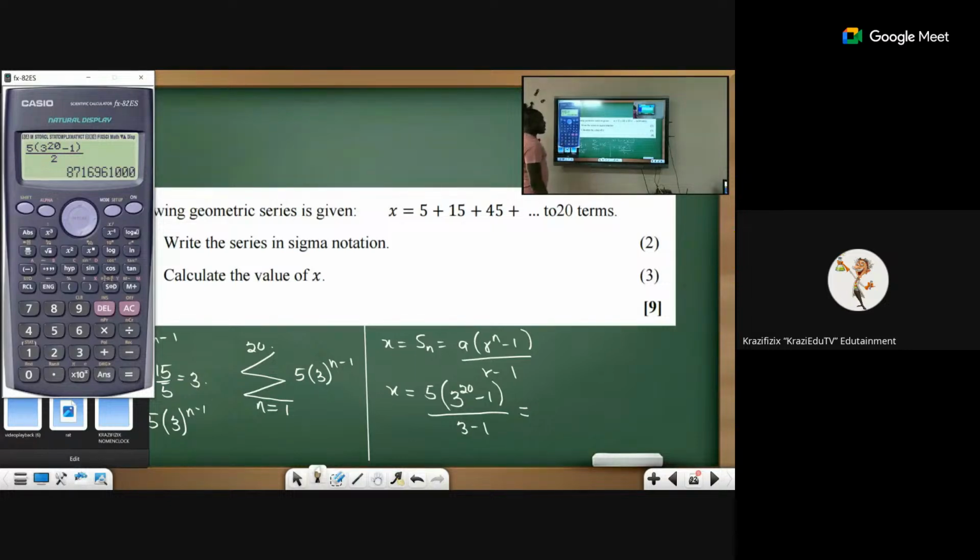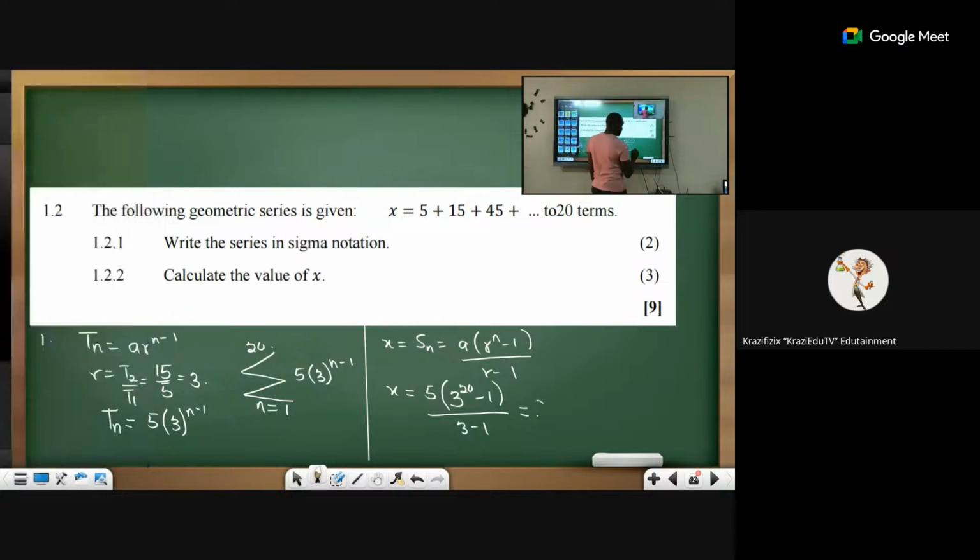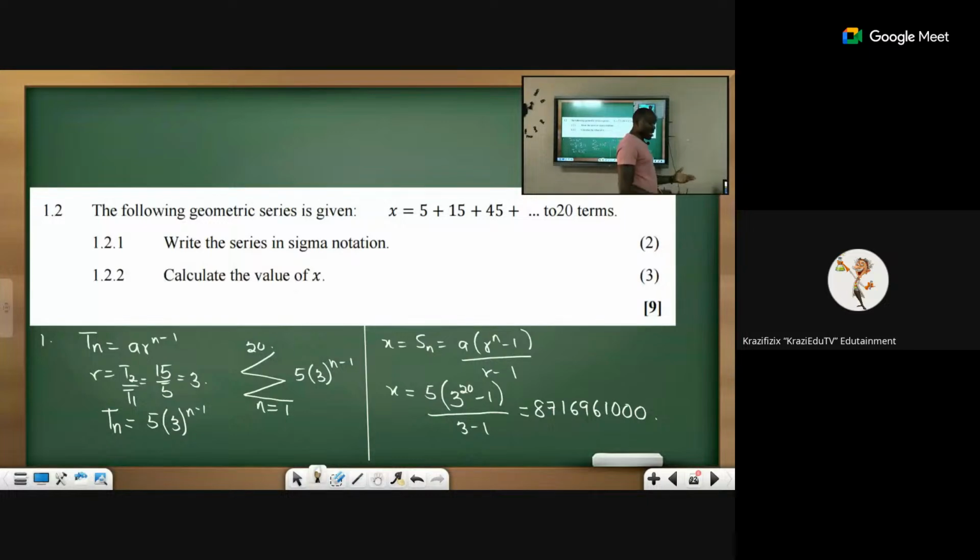Ooh, such a big number. Yes, it's possible to have such a big number. All right, 871696. Because the numbers are very big, right? Can you see it's diverging? It's becoming bigger. The more you add, the bigger it becomes.